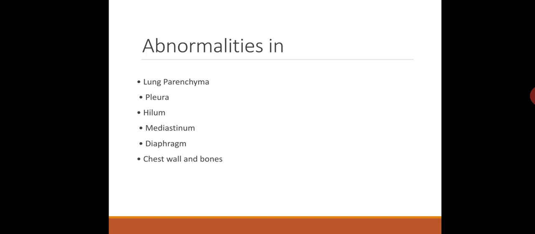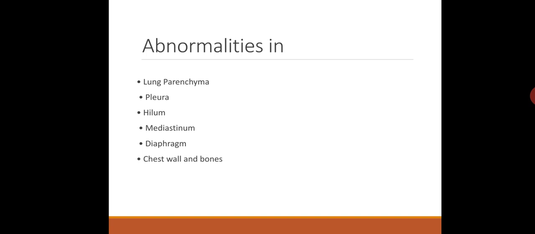We will be discussing only the commonly seen abnormalities in a chest X-ray. The abnormalities can be broadly divided as the abnormality seen in lung parenchyma, abnormality in pleura, abnormality in the hilum, abnormality in the mediastinum, abnormality in the diaphragm, and abnormality in chest wall and bones.